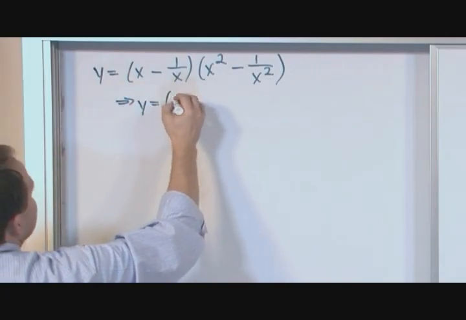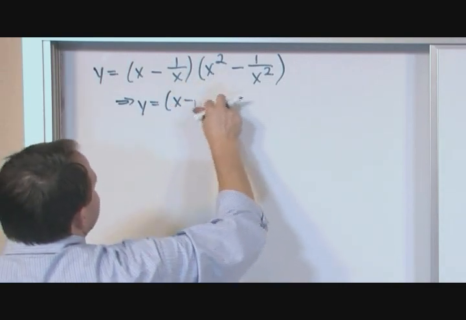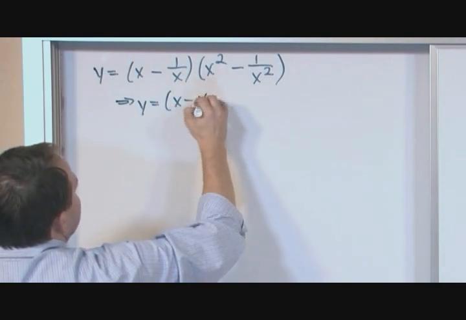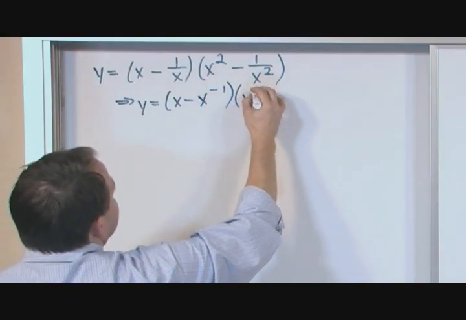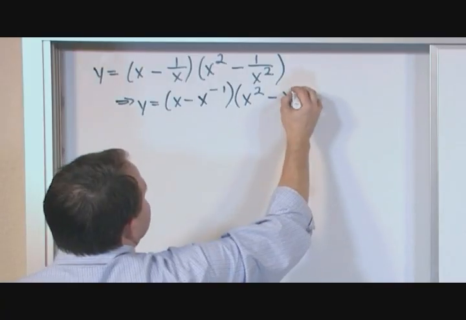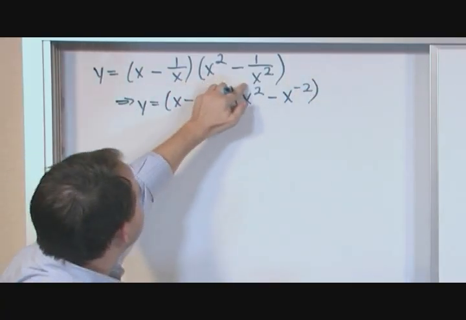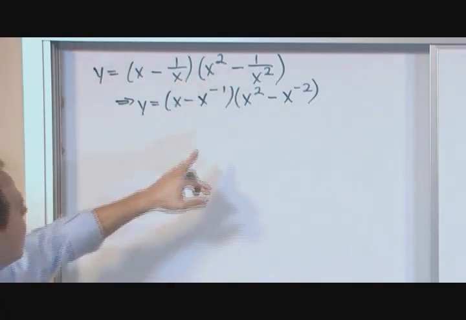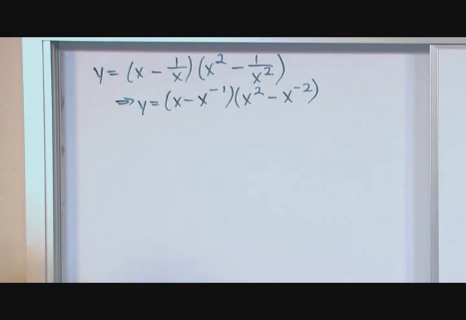Y is equal to x minus 1 over x. Well, actually, I don't want to have this 1 over x here. I have (x minus x to the negative 1 power) times (x squared minus x to the negative 2 power). Make sure you understand this, and I kind of got these a little bit close. Hopefully they're not crowding you. So you have x squared minus x to the negative 2 in here. So you just basically convert it so it looks more like a polynomial. This is sort of the bottom line.